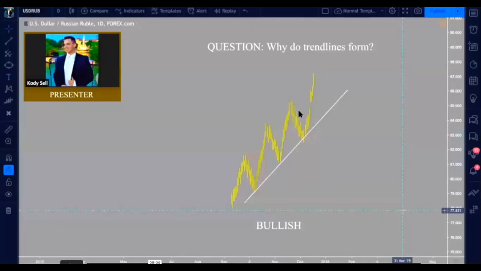From what we learned yesterday, what would we do if we had a break, if price came down, broke, and retested here? What would we do? Get in on a trade for a sell. Yes, that's exactly what we would do. So this is the same thing as support and resistance. It's just diagonal.